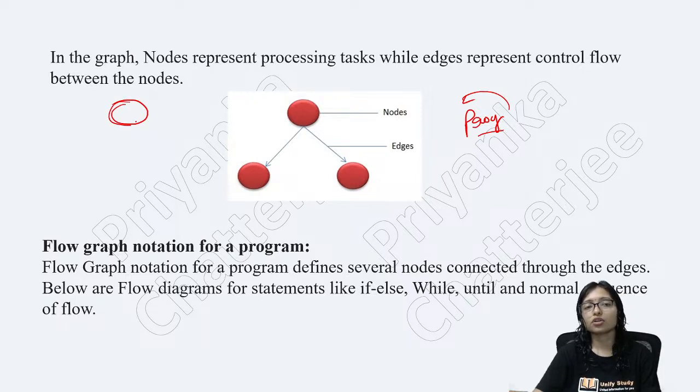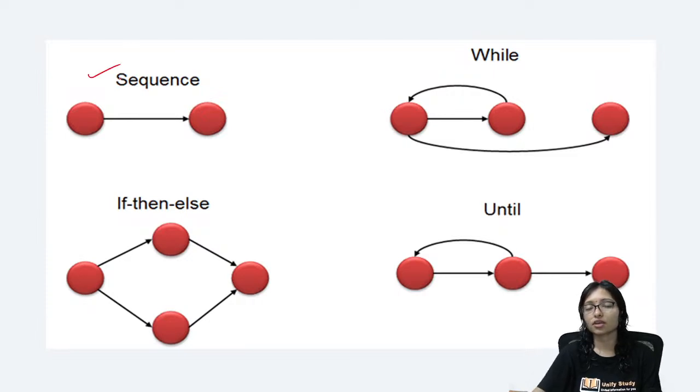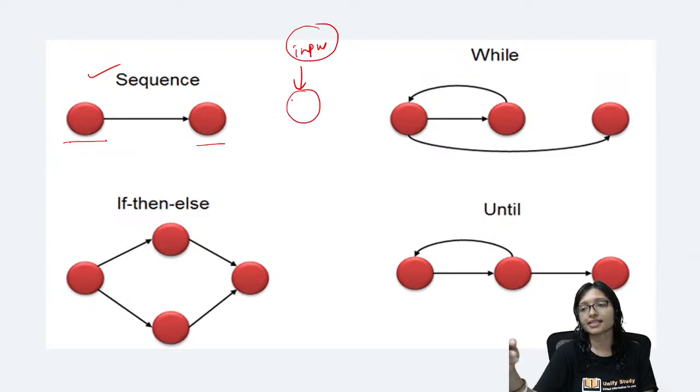Okay, these are called nodes, and this is the edge, and here another node. So here are some notations I am telling you. Sequence means whenever it is starting, this is the start node and this is the end node, meaning one by one. First I will take input. After taking input, I am doing something. So take input is the first step, and after that I am doing something, that is the second step. So this is called sequence.